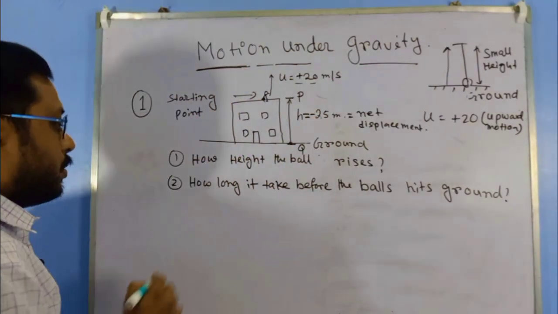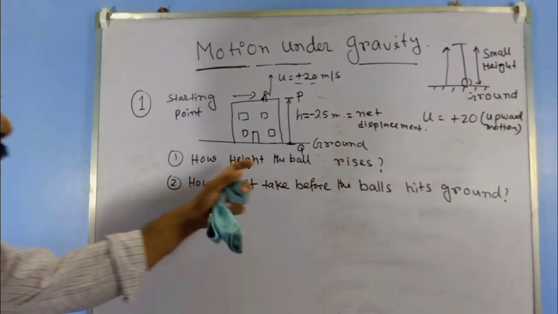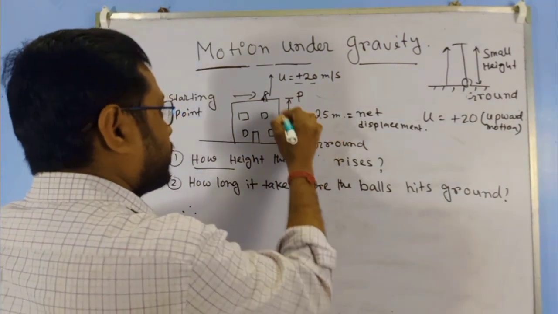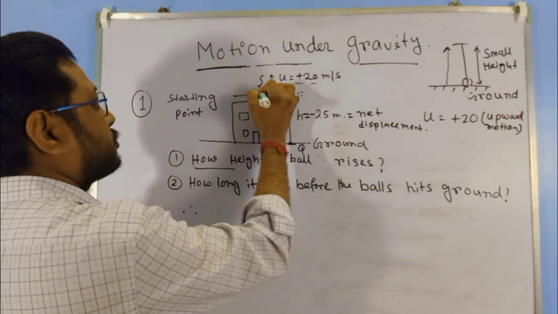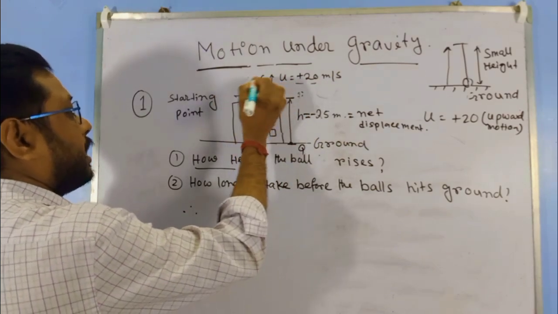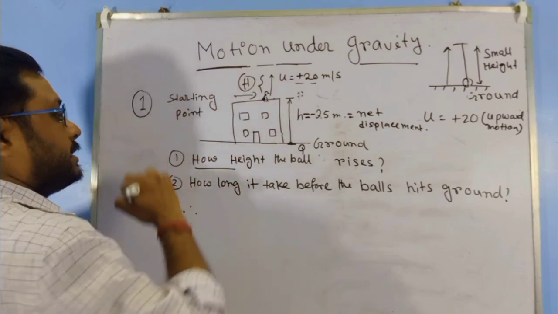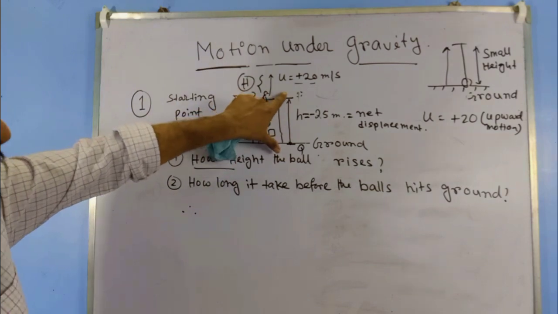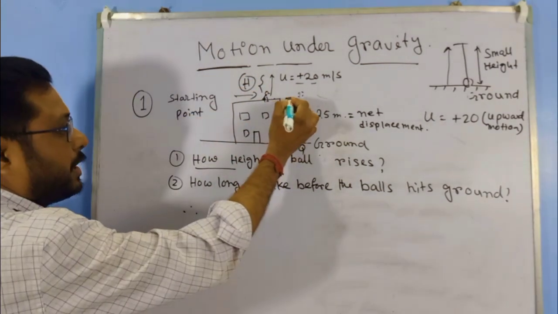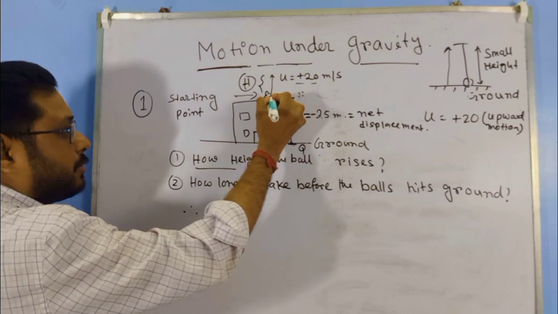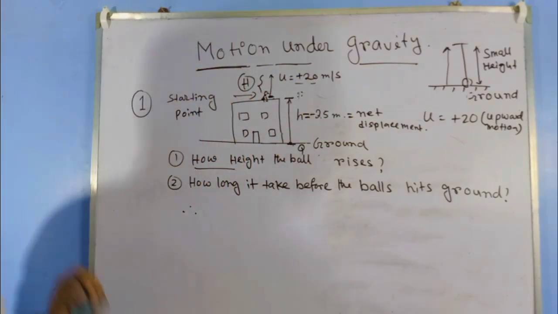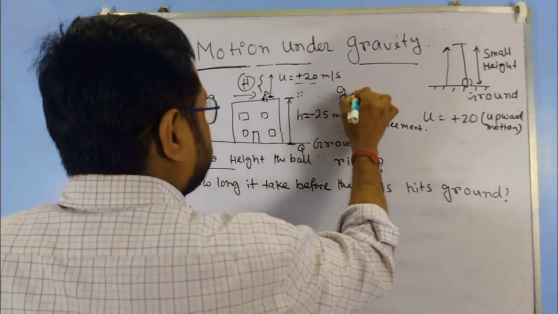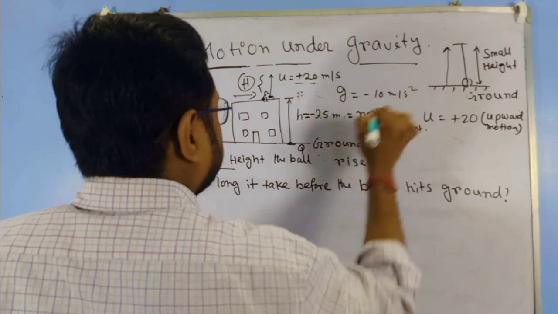Now to find how high the ball rises: this height is not h, because the ball will rise from this point to the maximum height. So we take it as capital H. The total height h is the distance of the point from the ground, but this height H is from the point of projection to the maximum height. Since this is vertical motion, g is equal to minus 10 meter per second square.